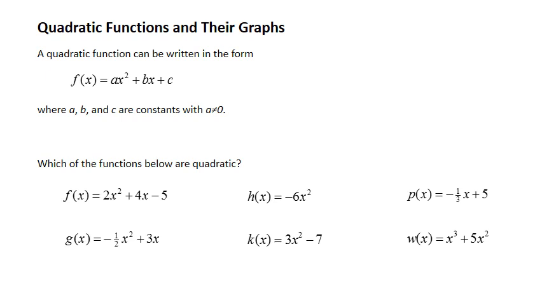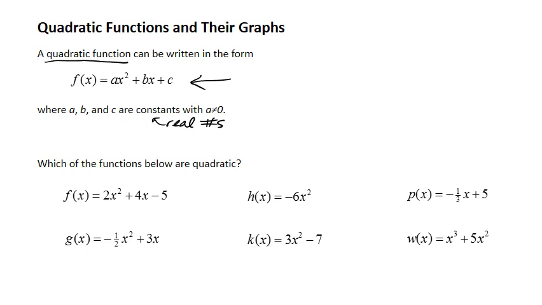In this video, we'll look at how quadratic functions are defined and what their graphs look like. So let's start with the definition. A quadratic function is defined to be a function that can be written in the form f of x equals ax squared plus bx plus c, where a, b, and c are real number constants, and specifically a is not equal to 0.